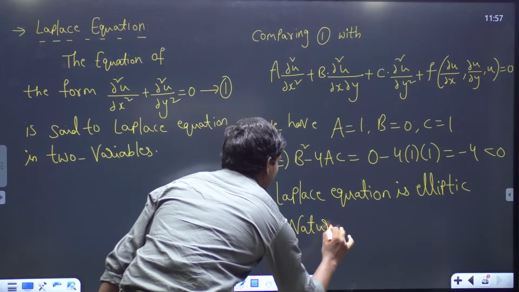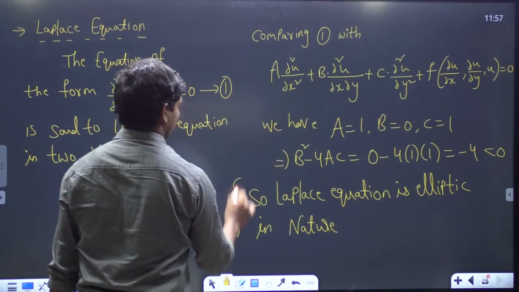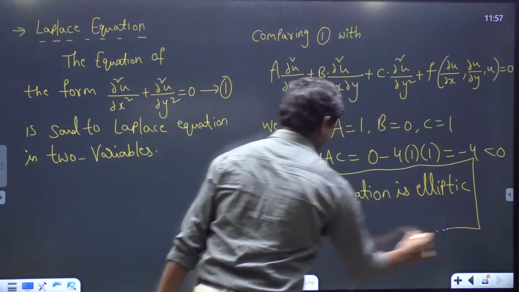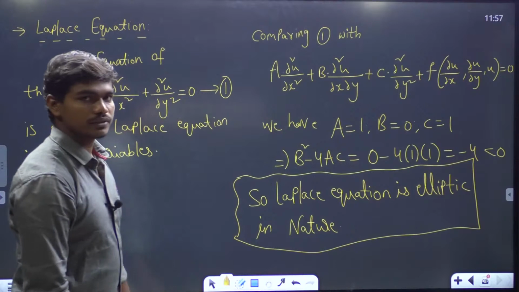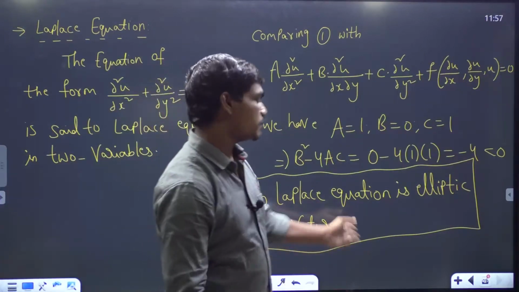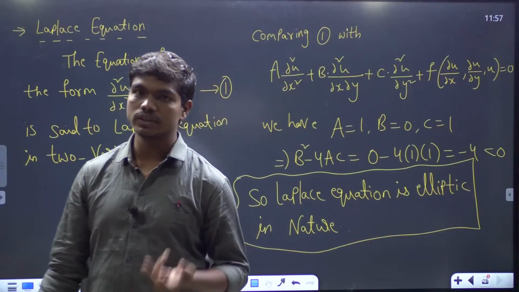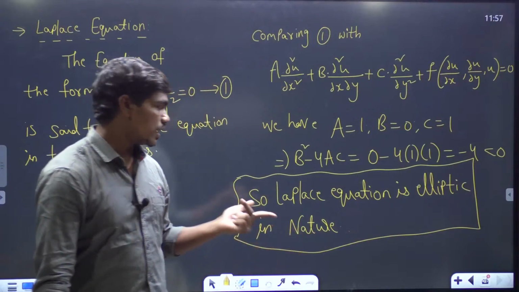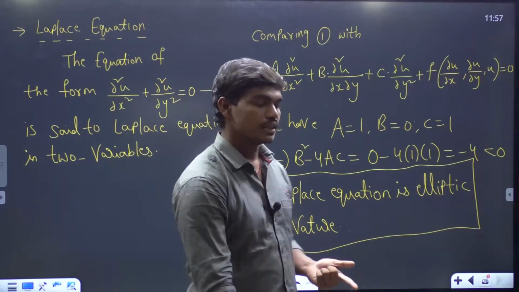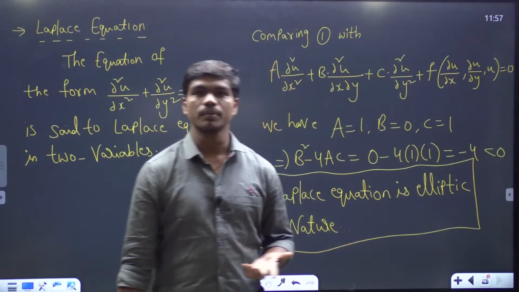So Laplace equation is elliptic in nature. And many times, if a question comes, it comes from one of these three boxes that I have done. So basically, wave equation is hyperbolic in nature, heat equation is parabolic in nature, and Laplace equation is elliptic in nature. Yes, correct, Vasvi. So these are the things that are happening here.